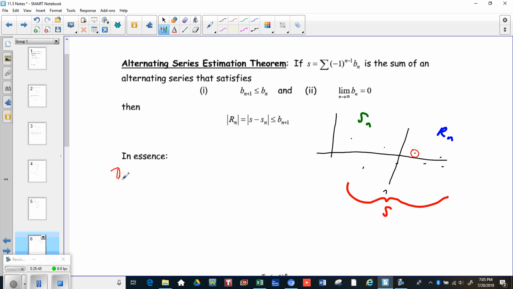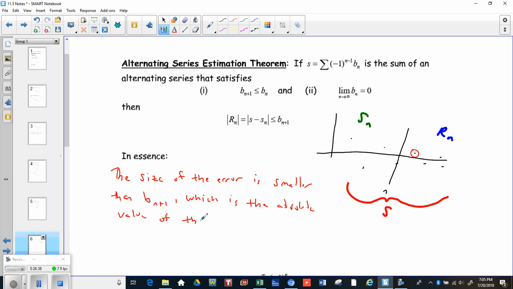So let's put that in words. The size of the error in our sum, meaning the remainder, is smaller than b sub n plus 1. That's the next term, which is the absolute value of, and this is what we call it, the first neglected term.